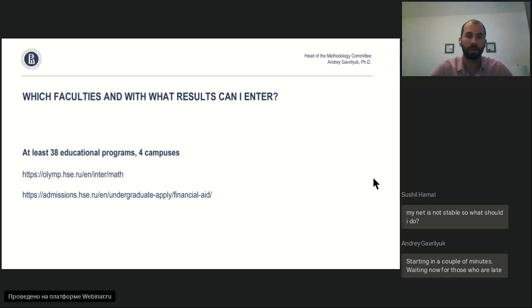These programs have slightly different rules of admissions. You have 2 types of admission according to your results. Either it's free admission, sometimes just for winners, sometimes for the achievers of the first and the second diploma. It depends on the program, it depends on the campus.